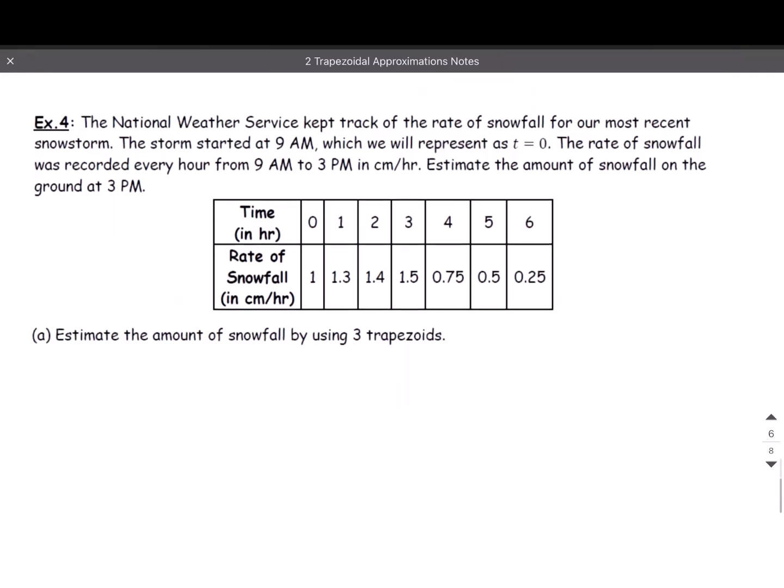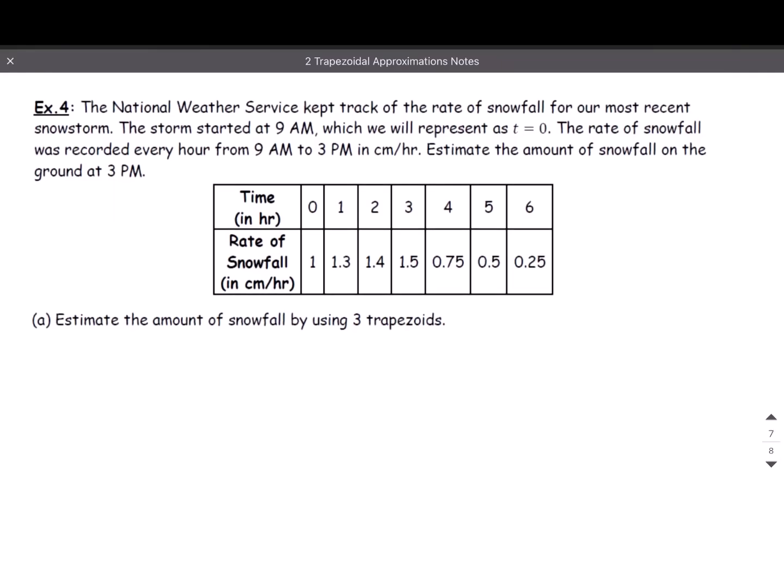So let's look. This is the same problem we looked at the other day. The National Weather Service kept track of the rate of snowfall for our most recent snowstorm. The storm started at 9 a.m., which we represented as time t equals 0. The rate of snowfall was recorded for every hour from 9 a.m. to 3 p.m., and we estimate the amount of snowfall on the ground at 3 p.m. And this time we're going to use 3 trapezoids.